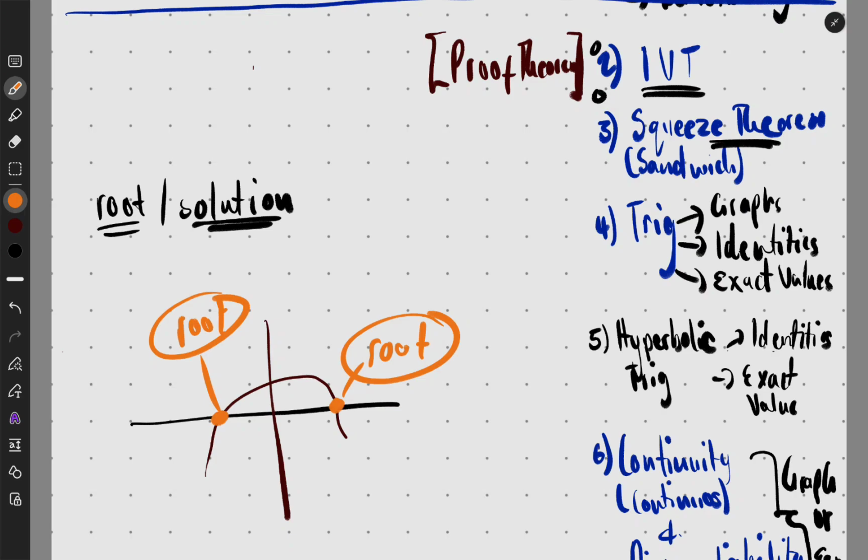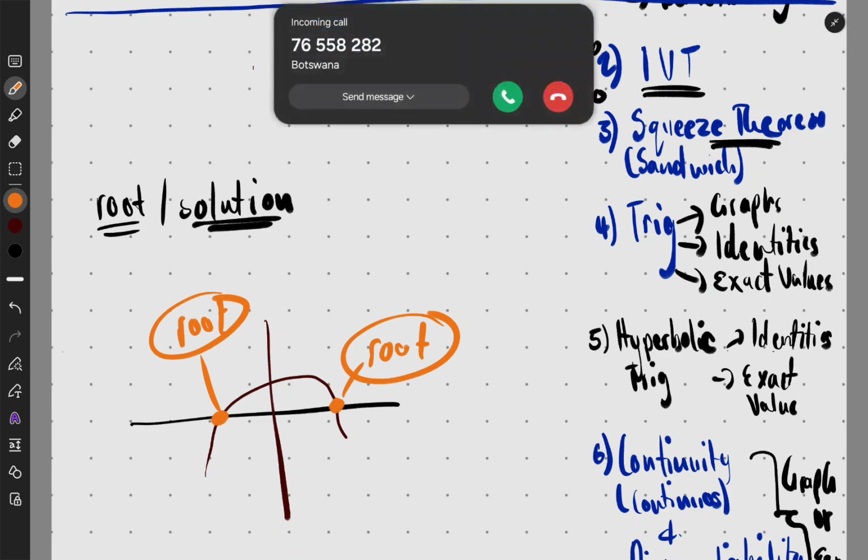So what you do is you prove that there is one which gives you negative, then the next gives you positive. So in between those two, one should give you 0.